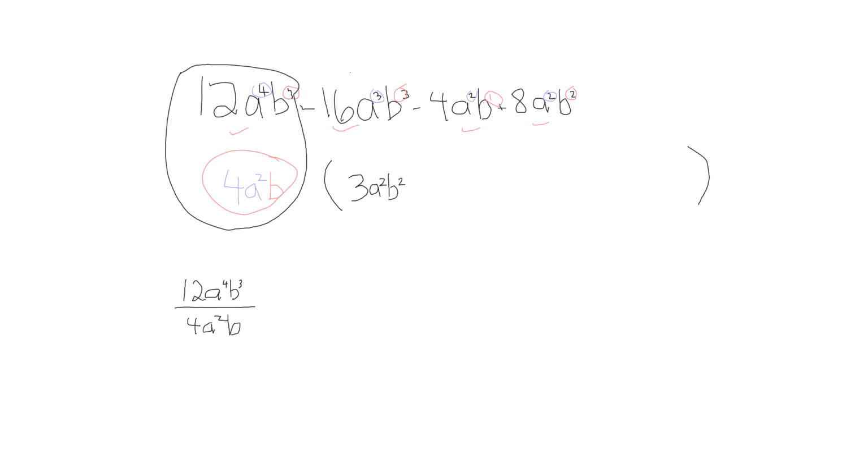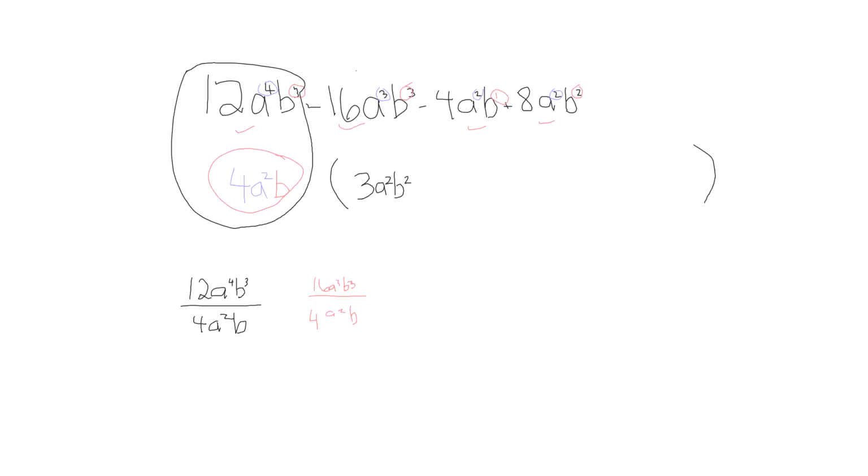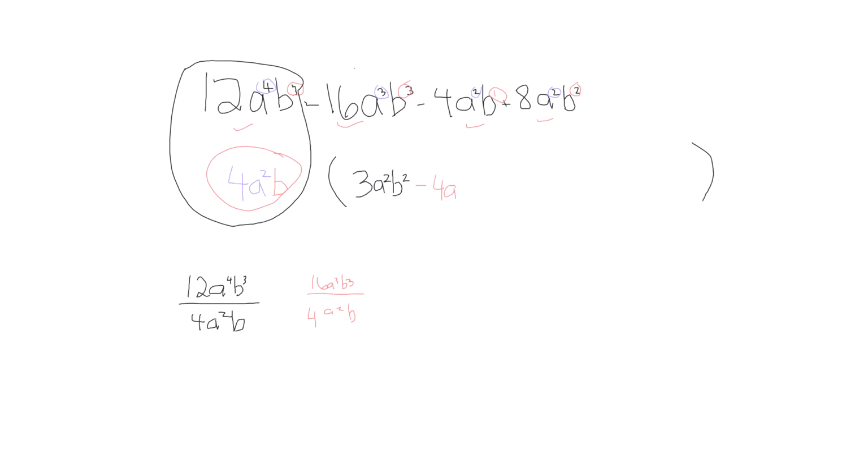And then my next problem is the 16A cubed B cubed divided by 4A squared B. So I divide this into that, I have a 4 minus 4A, just A and then B squared. B squared. Yep, good job.